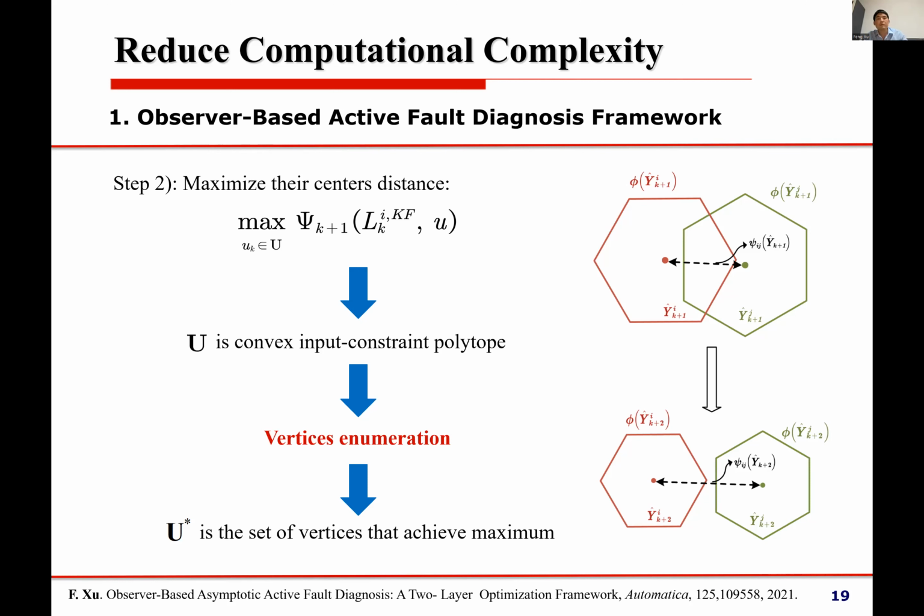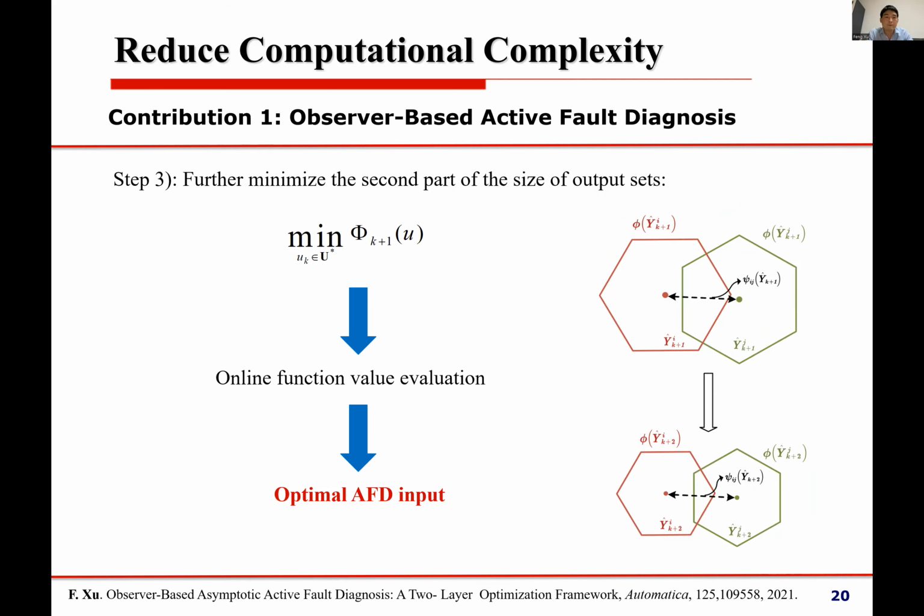But in general, there is a possibility that more than one vertex can obtain the maximum. So in this case, we connect all of them, and we can build a new set. Here I use the symbol U star to denote this set. The third step is that we further minimize the second part of the size of the outputs. The second part is only related to U, so we select the final optimal FD inputs out of the input set U star. And this problem is also an online function value evaluation problem.